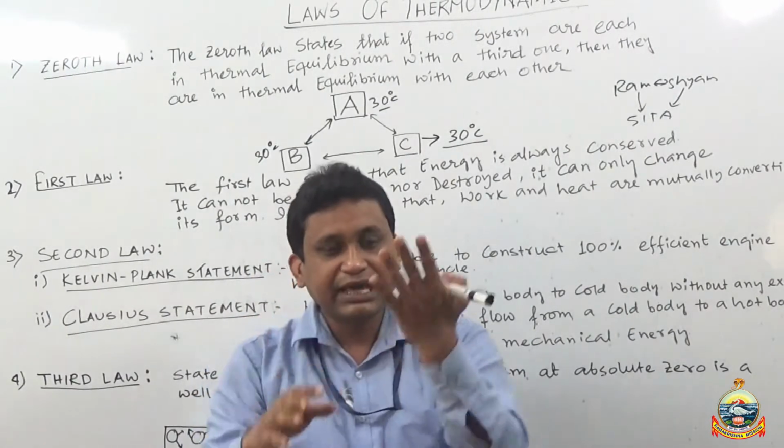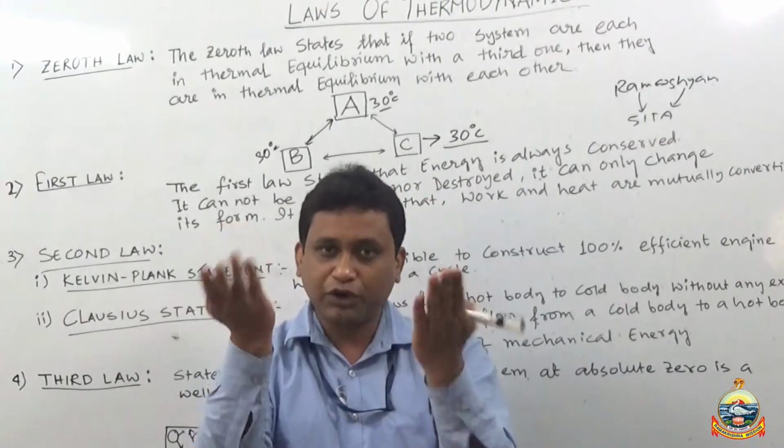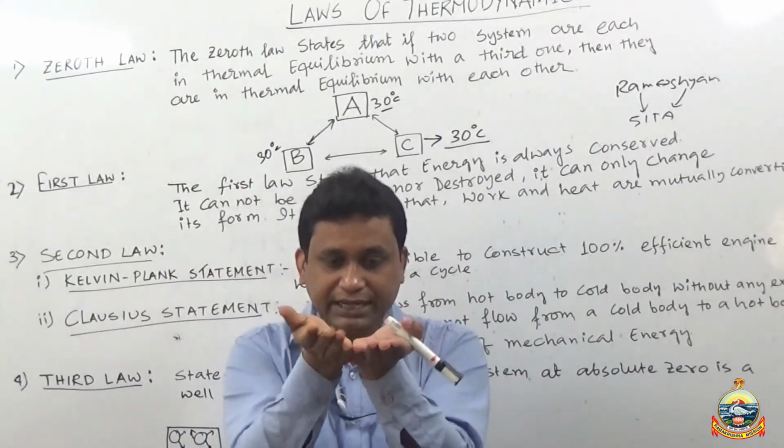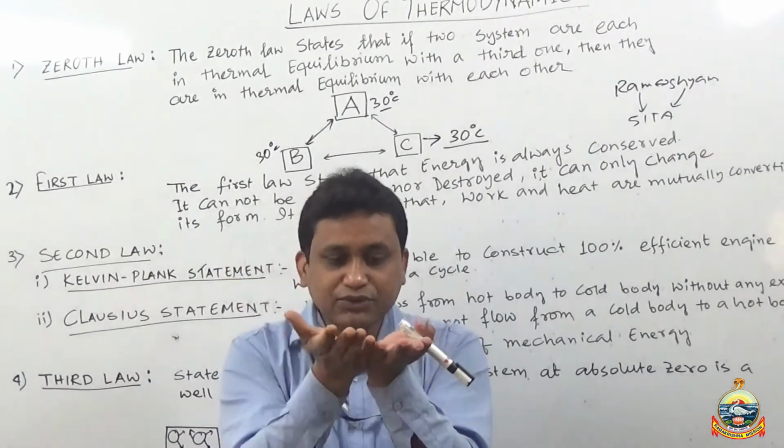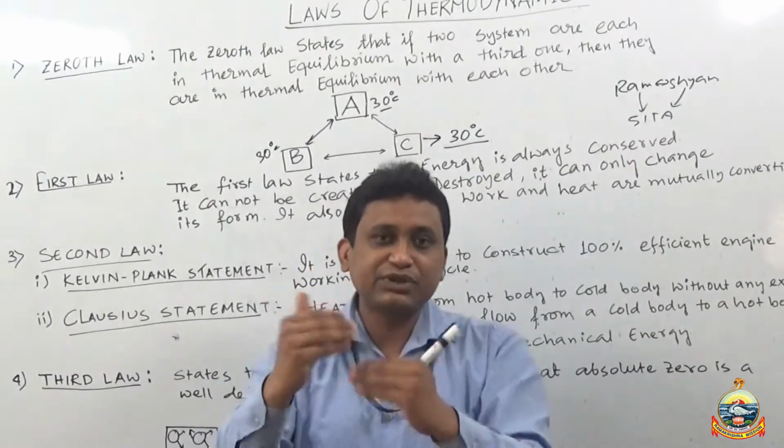So what is happening? Suppose my left hand is the hot body and my right hand is the cold body. If I place the hands in contact, the cold body will take the heat from the hot body, right. And how much will it take the heat?